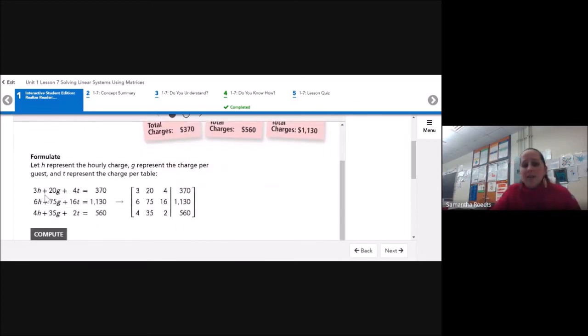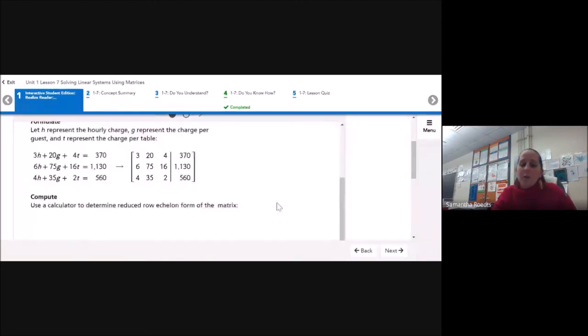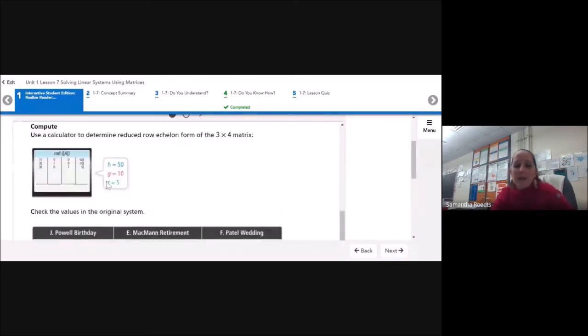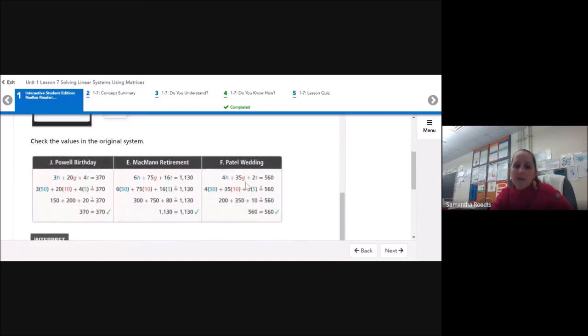So when I do this, 3H plus 20G plus 4T equals 370. 6H plus 75G plus 16T equals 1,130. And then 4H plus 35G plus 2T equals 560. So when I do this in reduced row echelon form, because it makes me happy, H equals 50, G equals 10, and T equals 5. I can, of course, substitute all of these values back in, and they work.